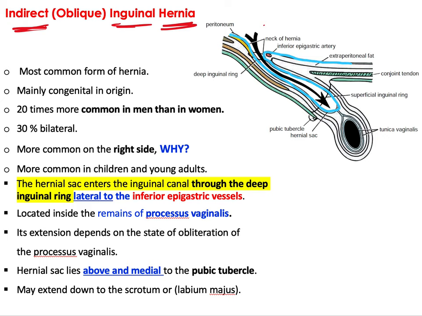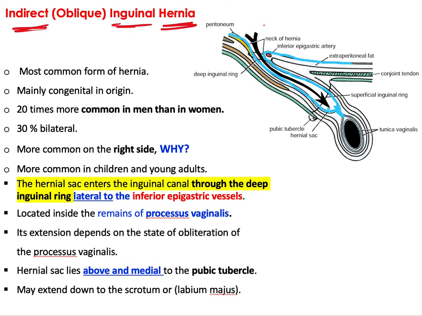So sometimes this processus vaginalis should be obliterated and closed completely, so there is no way for any loop of intestine to come into the canal. But sometimes, for a reason or another, it's open or reopened because of extra pressure. So the loop of intestine can recanalize it and pass through the inguinal canal.